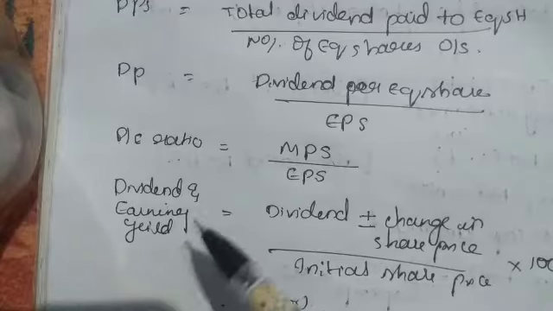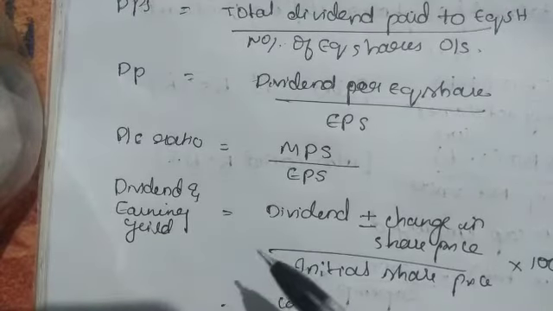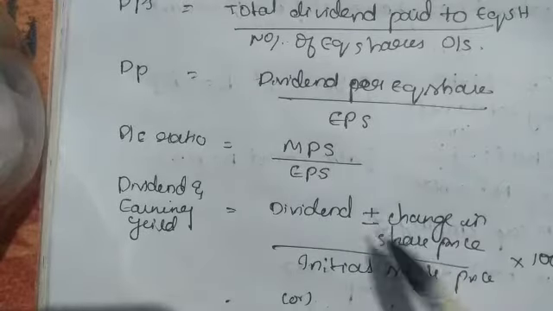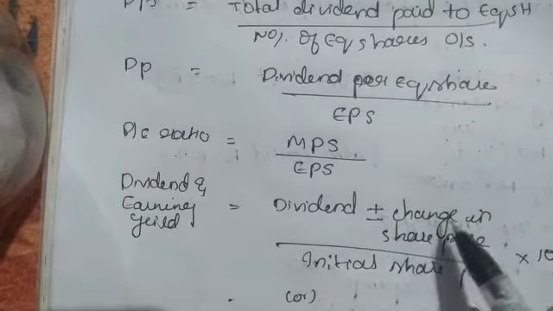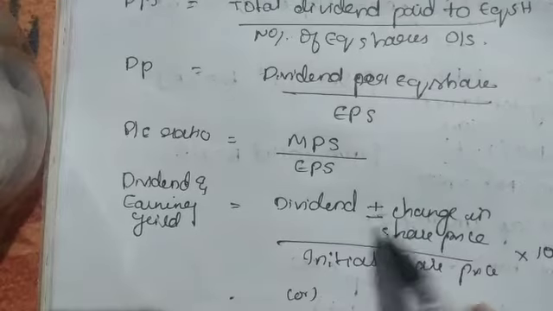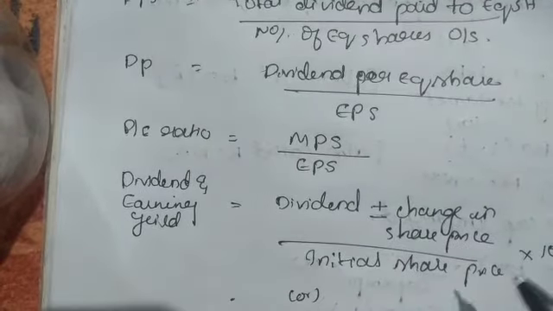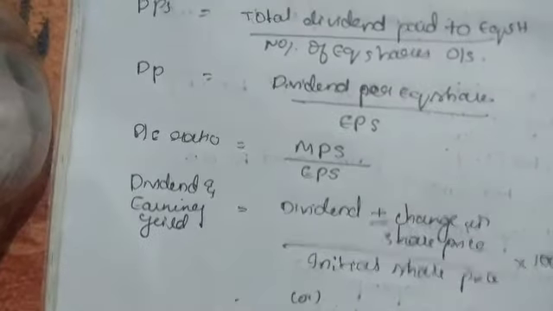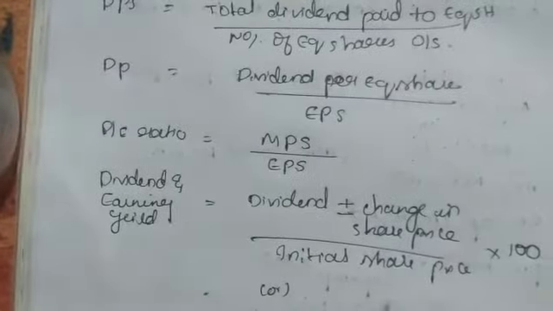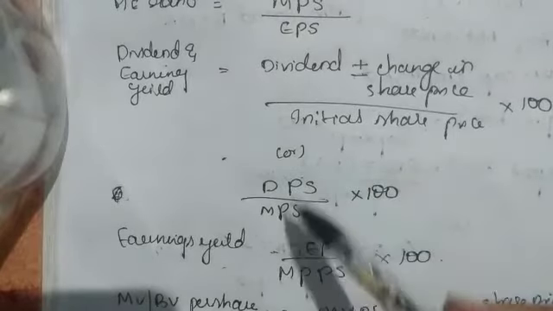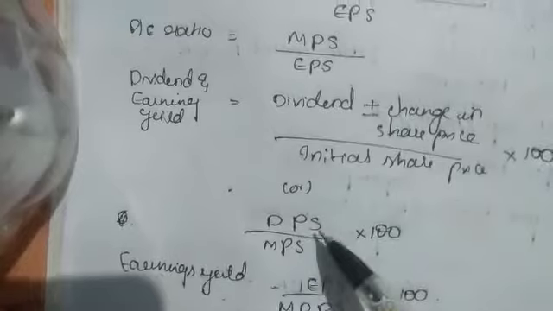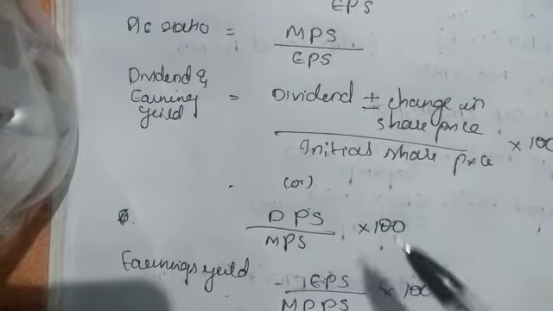Next is dividend and earning yield. That is equal to dividend plus or minus the change in the price. If the change in the price is negative, then you will use the negative; if it is positive, then we'll use the positive. Divided by initial share price into 100. Or DPS by MPS into 100: dividend per share, market price per share, into 100.